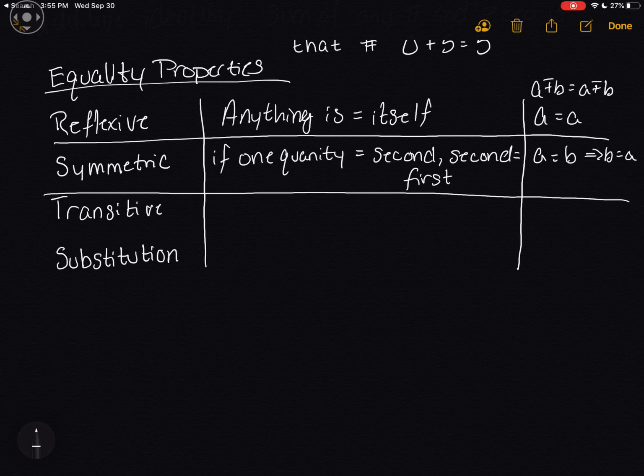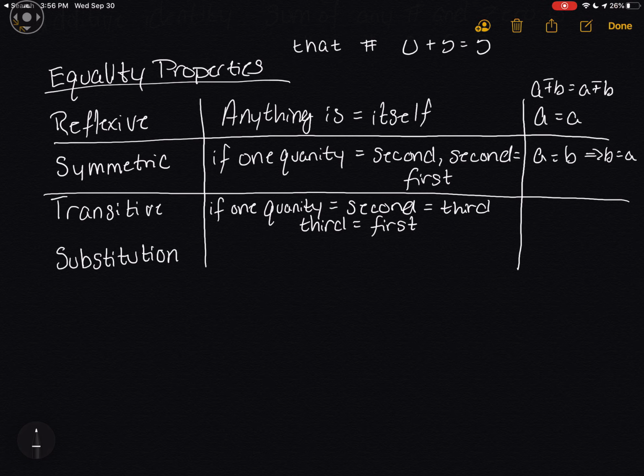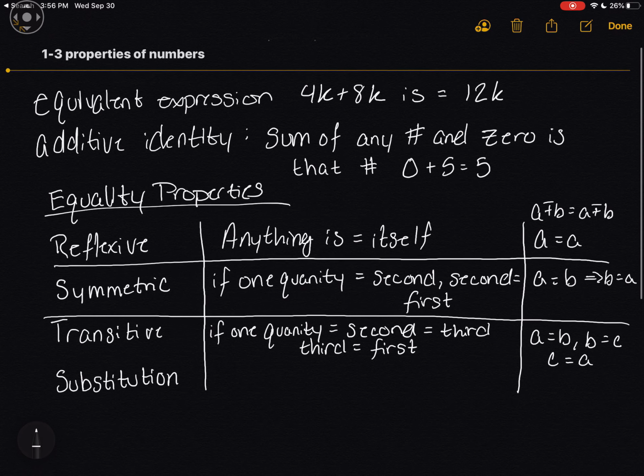The next one is the transitive property, which is if one quantity equals a second, and the second is equal to the third, then the third is equal to the first. So for example, if A is equal to B and B is equal to C, then C is equal to A. And you can use that for any kind of number expression.